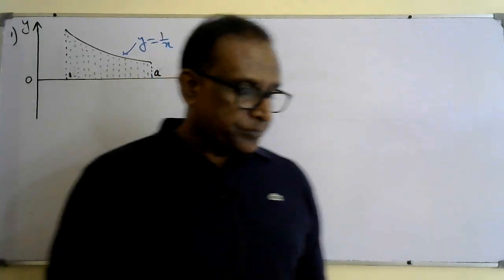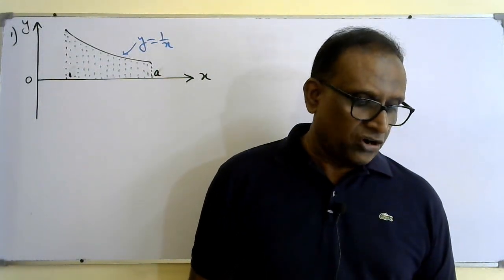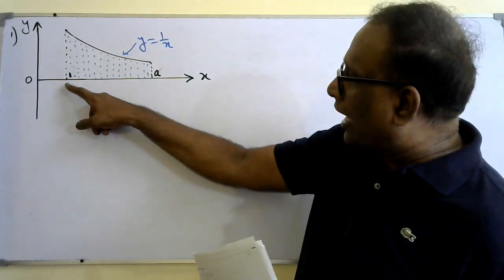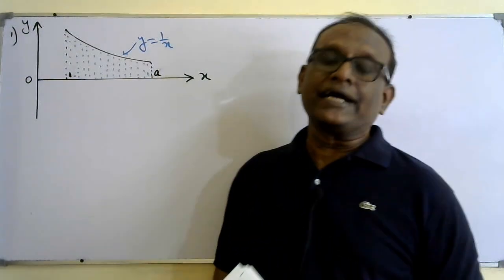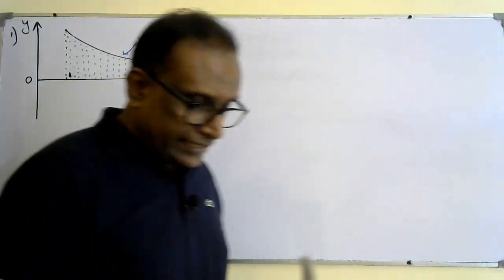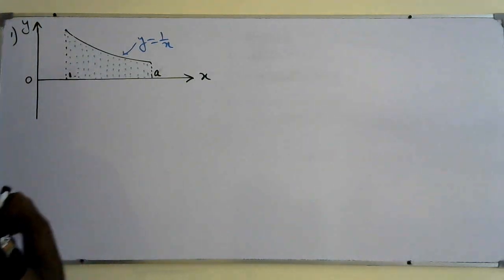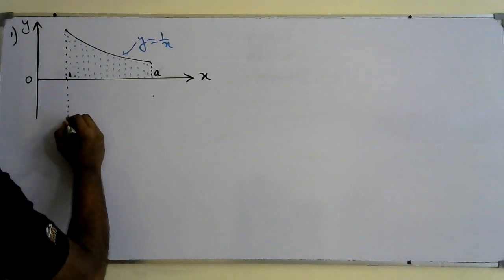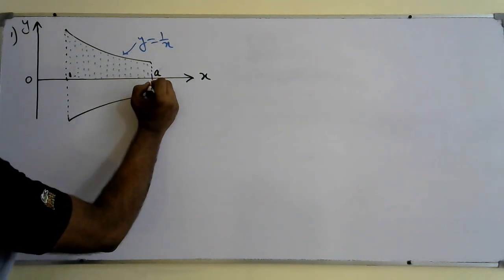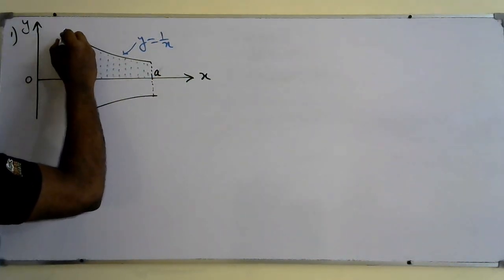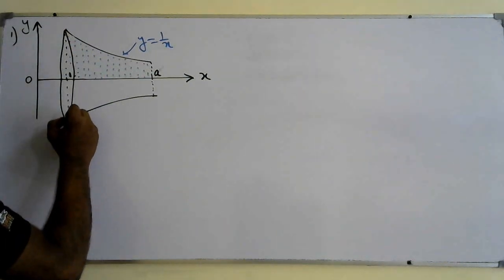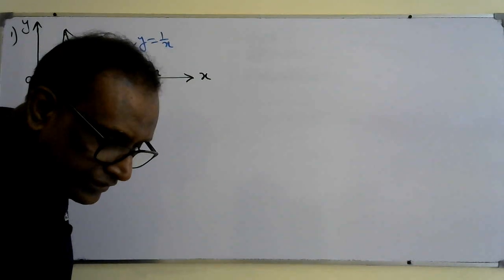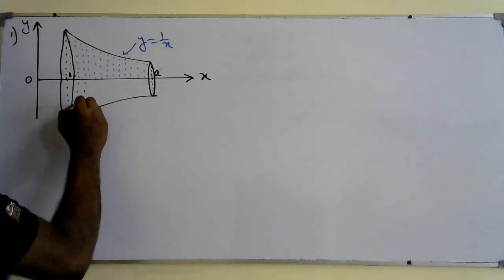Now what they are doing, a uniform solid S is formed by rotating R through 2 pi radians. So they are rotating this shaded region about the x-axis through 2 pi radians, that is 360 degrees. When you rotate it through 360 degrees about the x-axis, you will get a shape like this. The shape that you are going to get when it is rotated about the x-axis will be something like this.